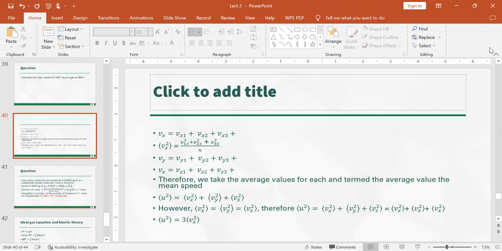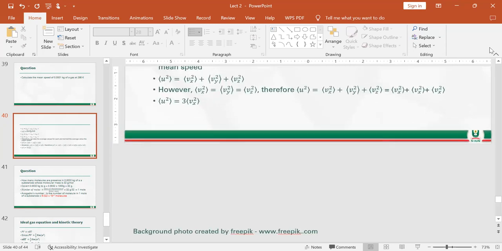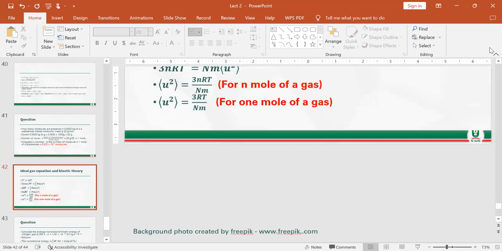Sir, you were talking about this Boltzmann constant. Please, what is it? The Boltzmann constant is a constant derived by Boltzmann. It has a value of 1.38 times 10 raised to the power of minus 23. That's the value of the Boltzmann constant. When is it applicable, please? Whenever you have a calculation that involves the Boltzmann constant, that's when it is applicable. Oh, okay, thank you very much.